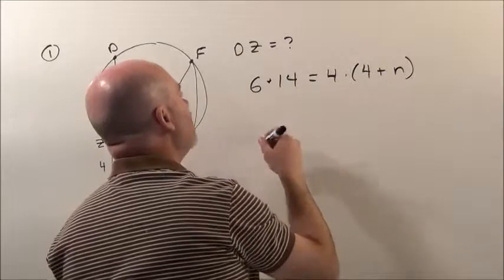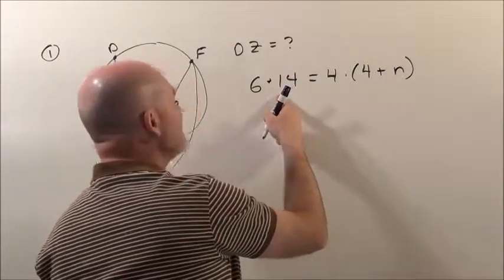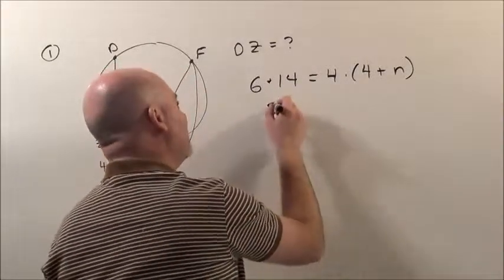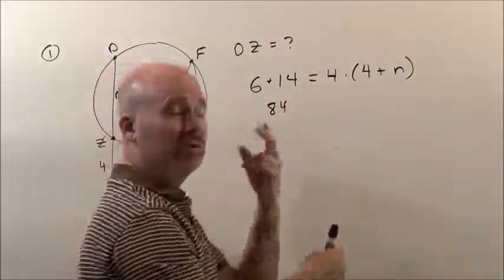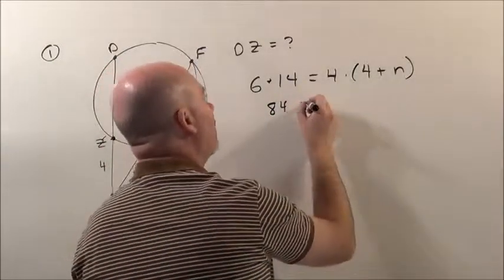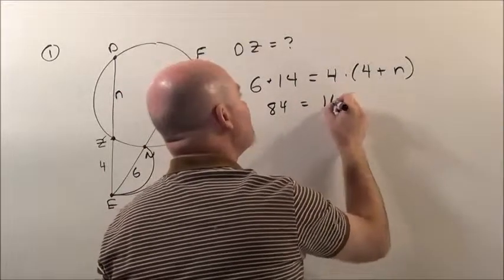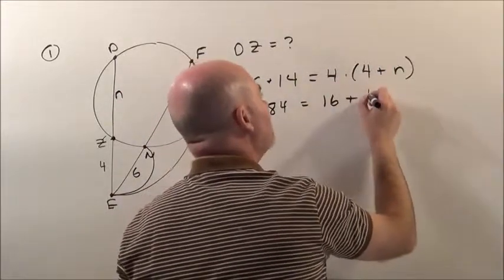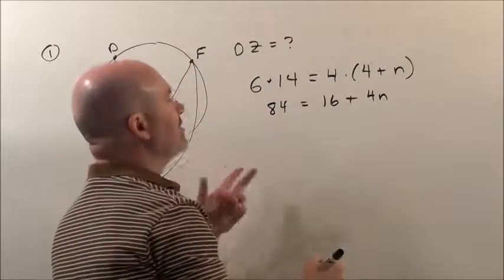So I have 6 times 14. 6 times 10 is 60. That's going to give me 84, because 6 times 4 is 24, 6 times 10 is 60, put them back together, 84. 4 times 4 is 16. 4 times the n, 4n.